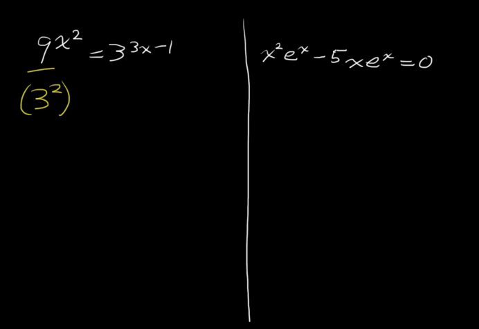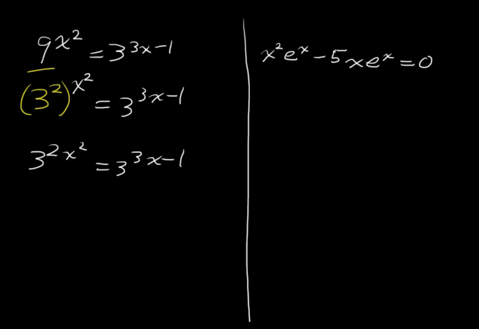Now 3 squared is raised to the x squared. So we have 9 to the x squared, or 3 squared is the same as 9. All right, then that is still the same as 3 to the 3x minus 1. Now, when you raise an exponential expression to an exponent, you multiply the exponent. So this is 3 to the 2x squared equals 3 to the 3x minus 1.